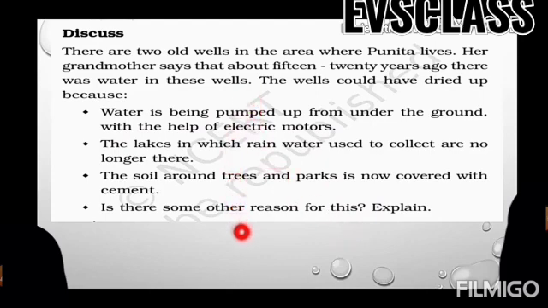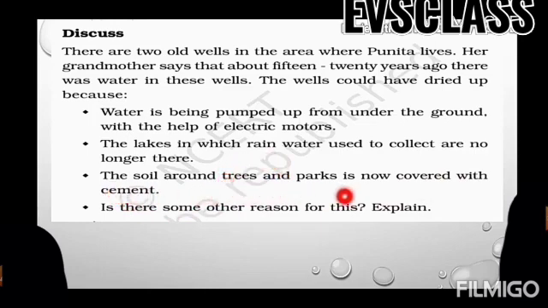The lakes in which rainwater used to collect are no longer there. Yes, my dear students, are you understood? Look at the video very properly. The lakes in which the rainwater used to collect are no longer there. The soil around the trees and park is now covered with cement. What a situation, see. So students, the wells could have dried up because of these reasons.